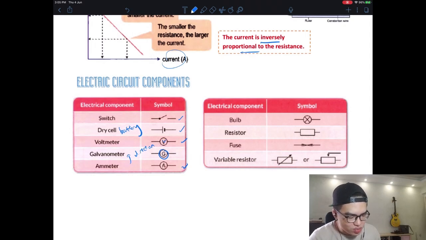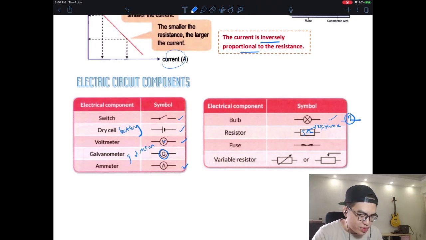And then this is your bulb, light bulb. We draw an X, or sometimes you draw it like this. I like to draw it like this. And then resistor. What is a resistor? It means it has resistance. Normally it's a fixed resistance. On the resistor here you can see 5 ohm, maybe it says 10 ohm. It will show you.